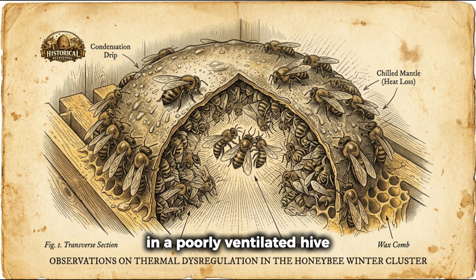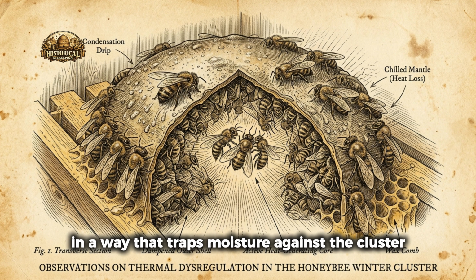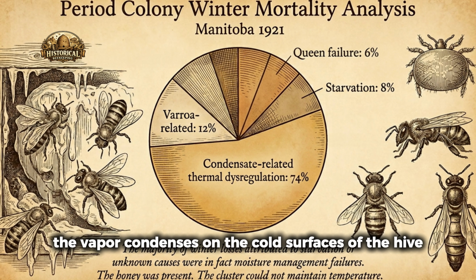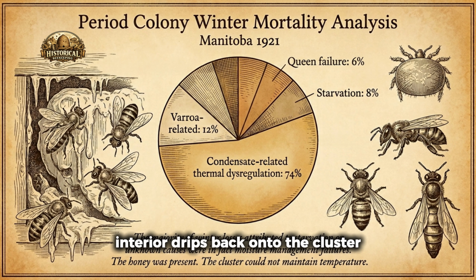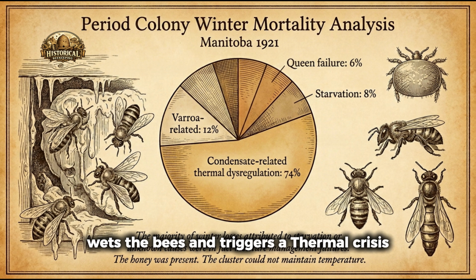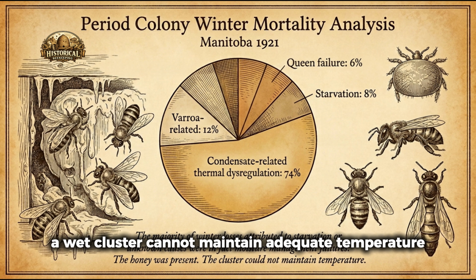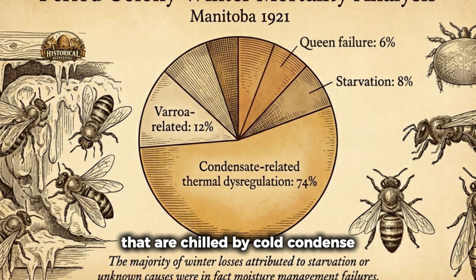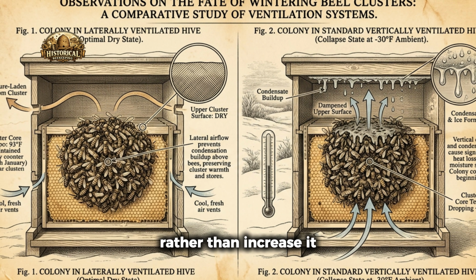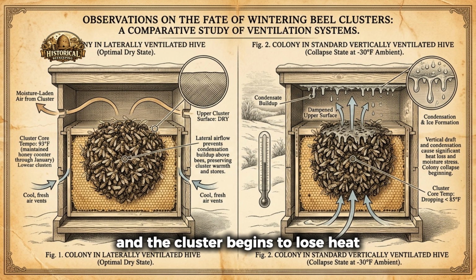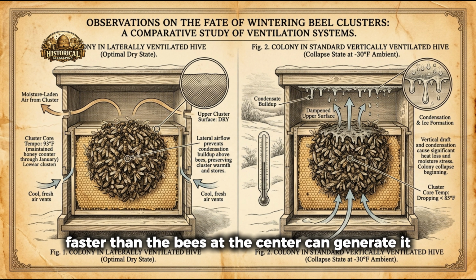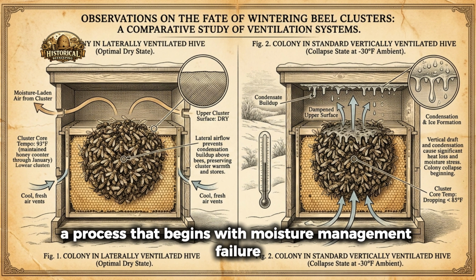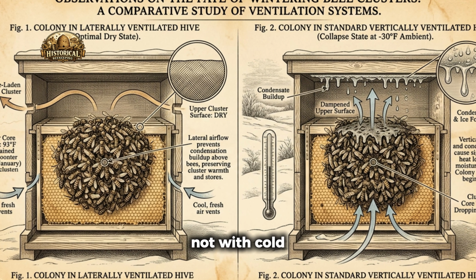In a poorly ventilated hive, or a hive ventilated in a way that traps moisture against the cluster rather than moving it outward, the vapor condenses on the cold surfaces of the hive interior, drips back onto the cluster, wets the bees, and triggers a thermal crisis. A wet cluster cannot maintain adequate temperature. The bees at the cluster surface that are chilled by cold condensate begin to slow their metabolic activity rather than increase it, and the cluster begins to lose heat faster than the bees at the center can generate it. The colony does not freeze. It dies of thermal dysregulation, a process that begins with moisture management failure, not with cold.